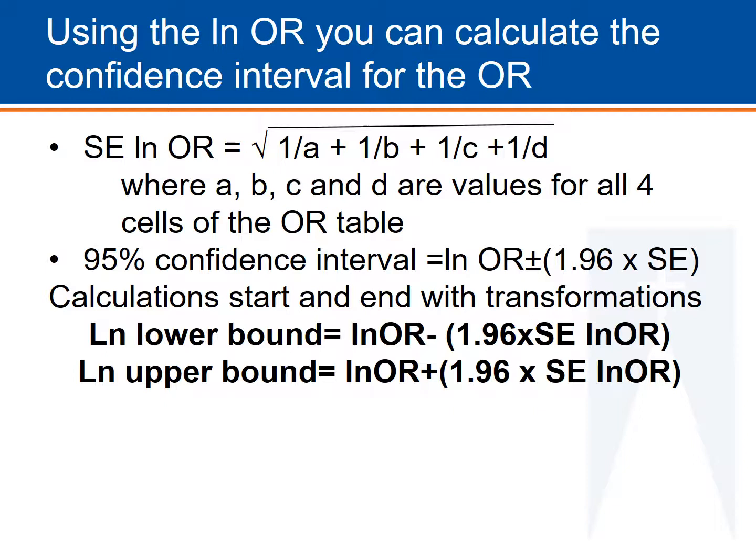Then multiply that standard error by 1.96 so that you can get the range above and below your natural logarithmic function of the odds ratio, and that will give you the upper and lower boundaries of the 95% confidence interval.